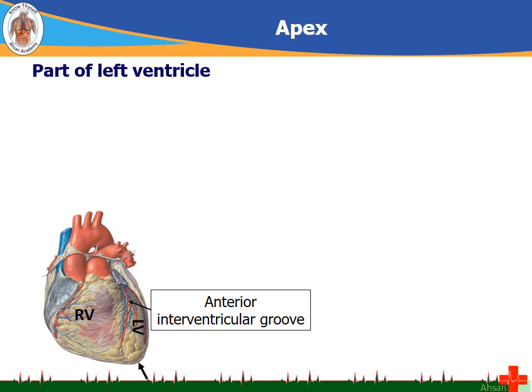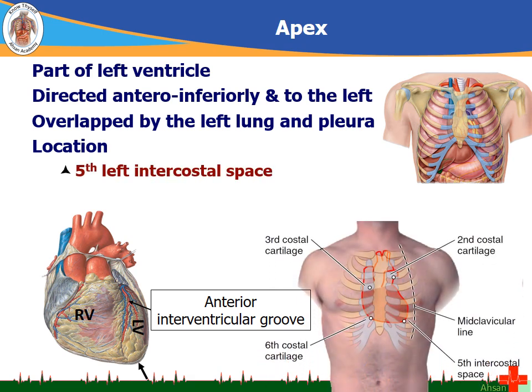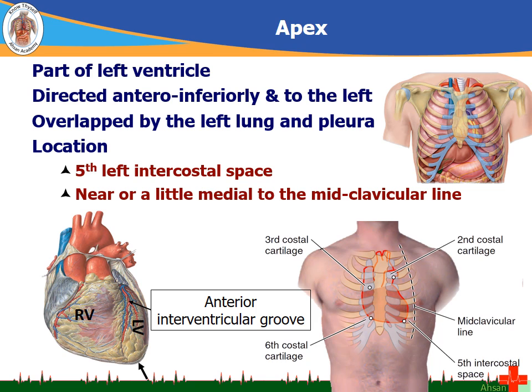The apex of the heart is part of the left ventricle. It is formed by the left ventricle, and it is directed anteriorly and to the left. It is overlapped by the left lung and the pleura. This apex is located in the fifth left intercostal space, near or a little medial to the mid-clavicular line, as indicated in the right lower figure.